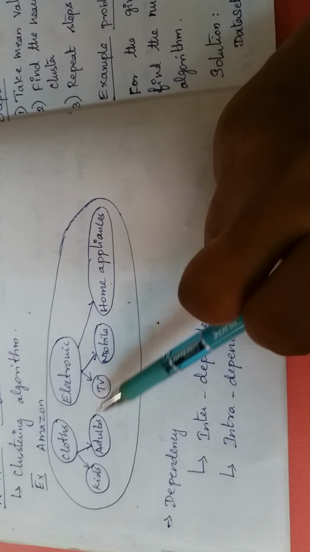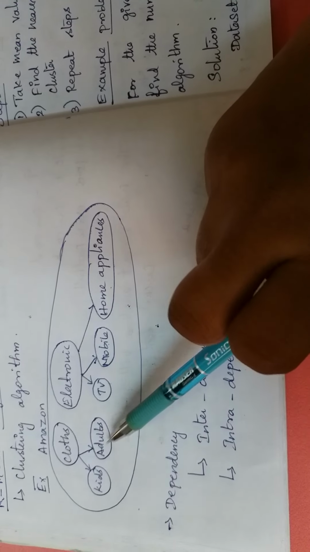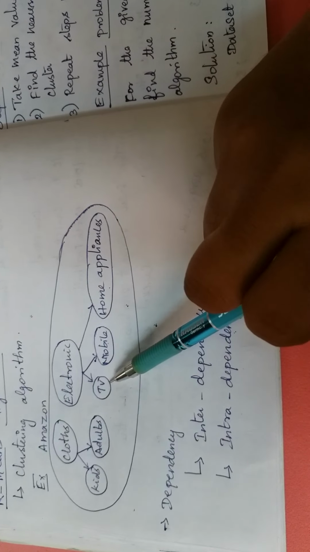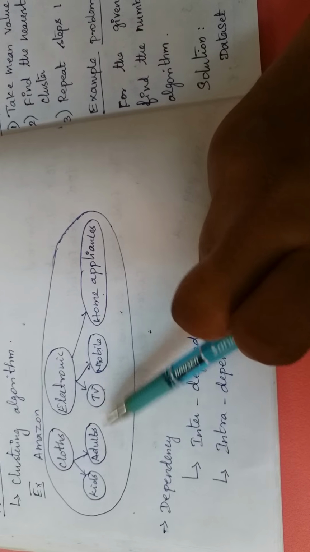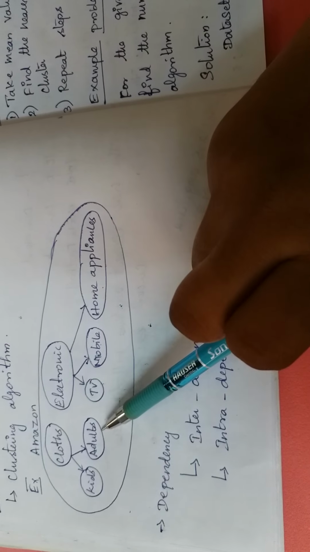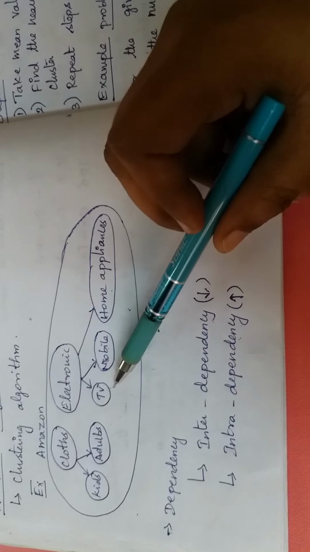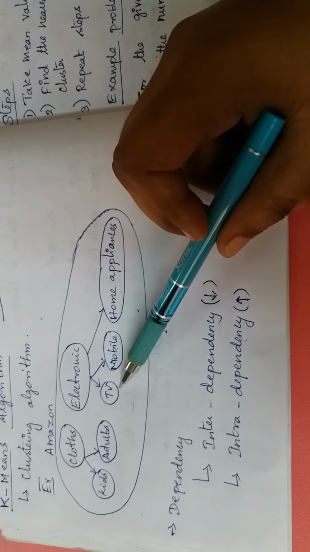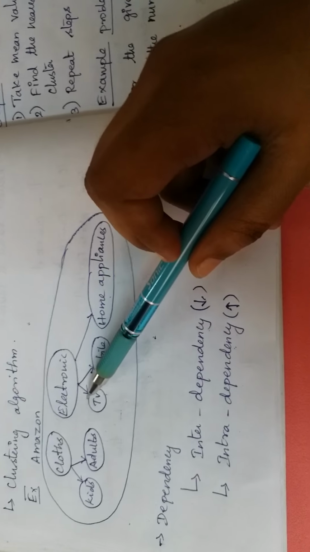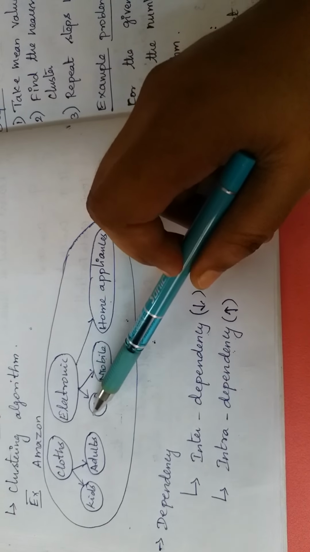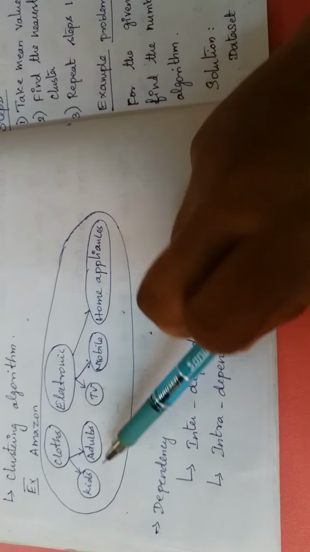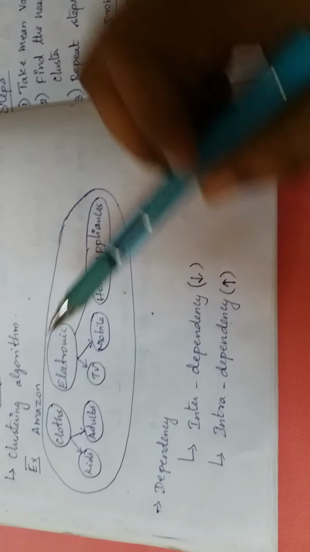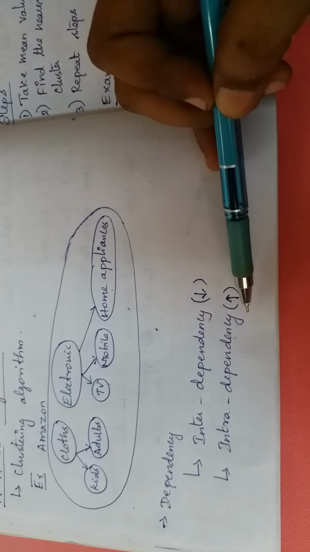See, for example, in the adults you will be getting clothes for adults. Here TV is an electronic item. So what is the dependency between these two things? This is about clothes and this is about electronic items. So this is called dependency. Within this cluster the dependency will be high, and between these two clusters the dependency will be less. So this is called your inter and intra dependency.